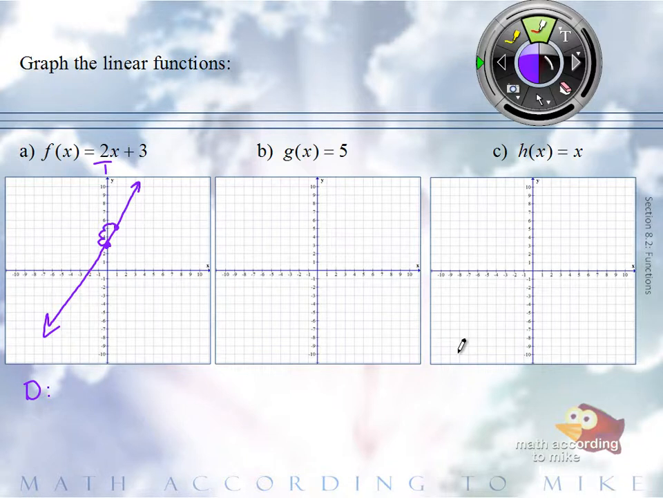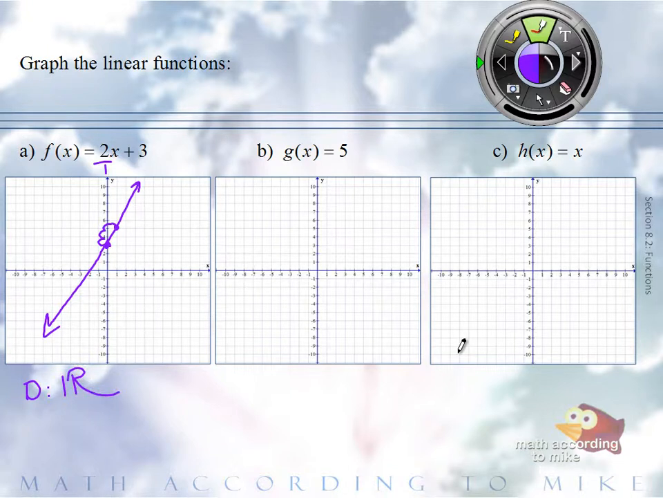Okay, what's the domain? What numbers can you put in for x? All of them. Look at the function. Are there any fractions? Radicals? Logs? Nope. You can put in any number you want.